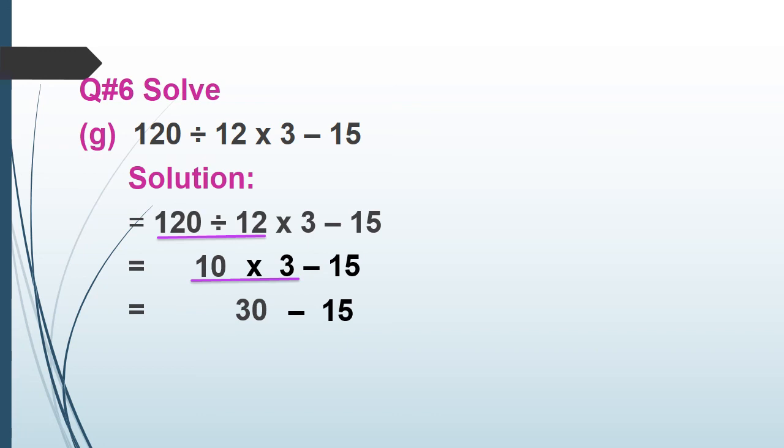Here is only one operation, which is of subtraction. So we will subtract them. We will subtract 15 from 30 and we will get 15, which is the final answer.